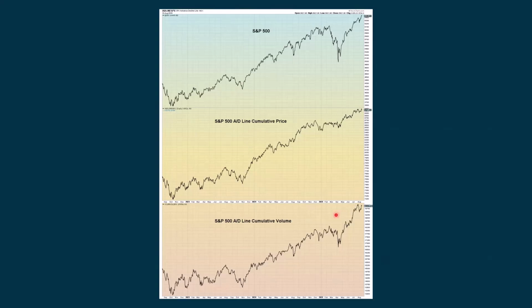And it's even more positive when we see volume actually outperforming price, because that can also tend to be more positive for the market. But that can also be true when we're going down. If volume's going down faster than price, that can be more negative.